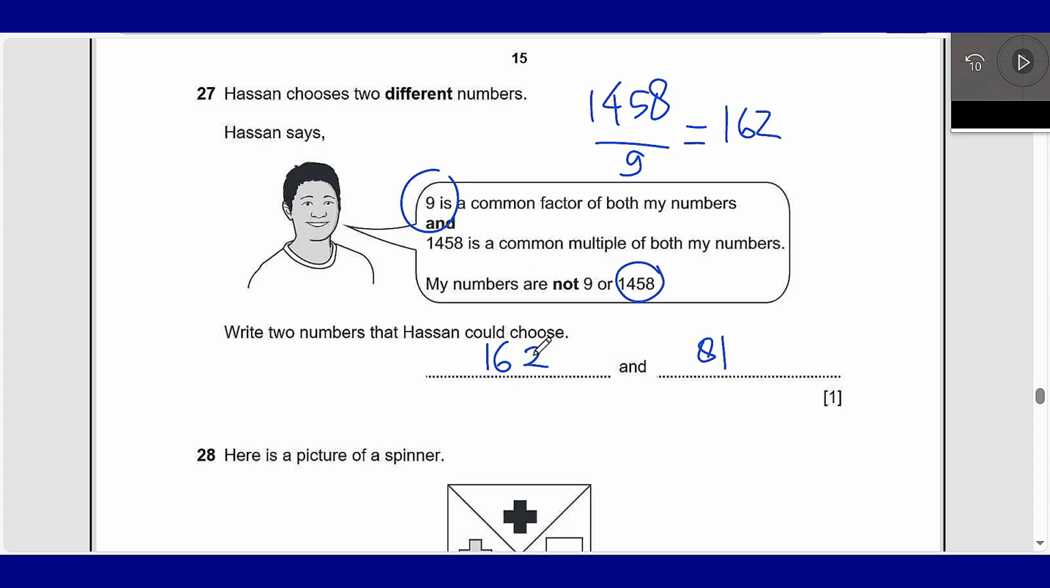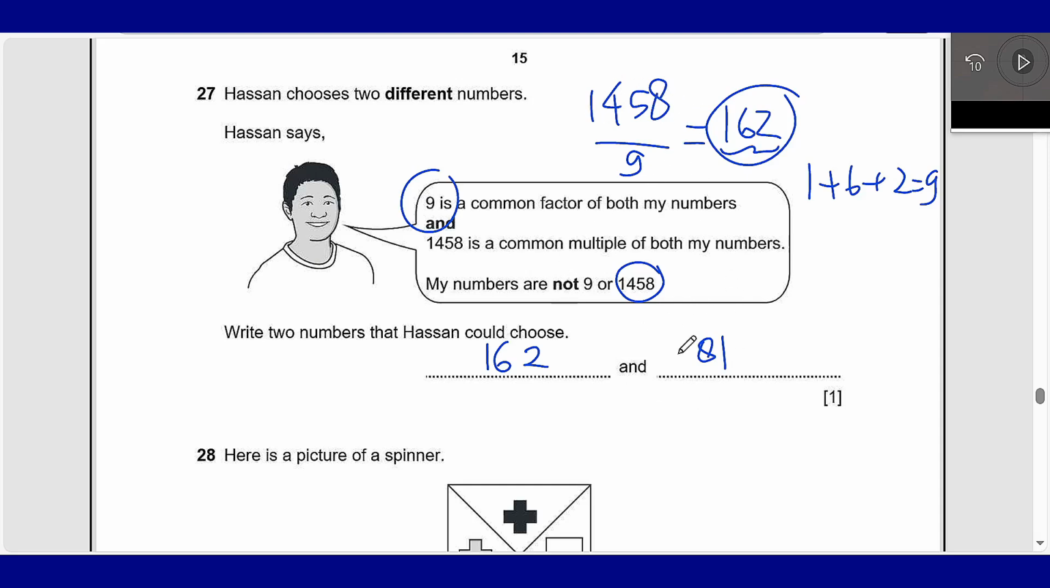Then 162 is the answer because 162 is a multiple of 9. How do we know? Because the sum of the digits of 162 is 1 plus 6 plus 2, which equals 9. When the sum of the digits is 9 or a multiple of 9, then that number is divisible by 9. So 162 has 9 as its factor because the sum of its digits is 9, so it's divisible by 9. And of course 9 and 162 will have a common multiple of 1458.